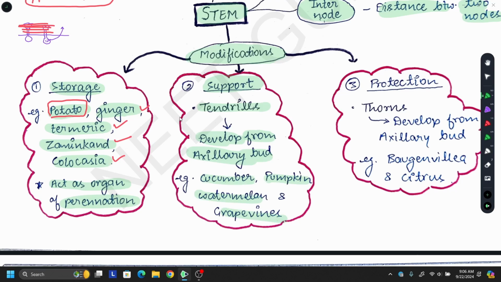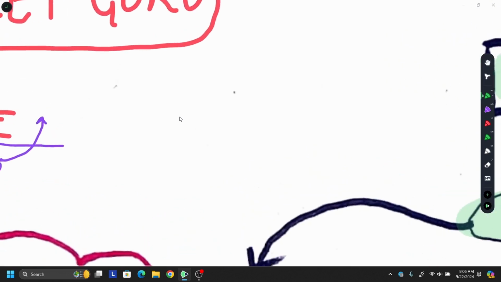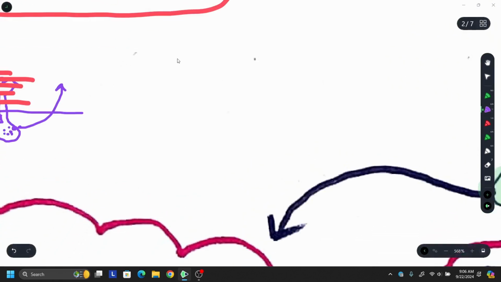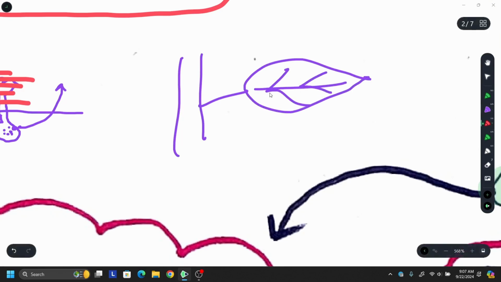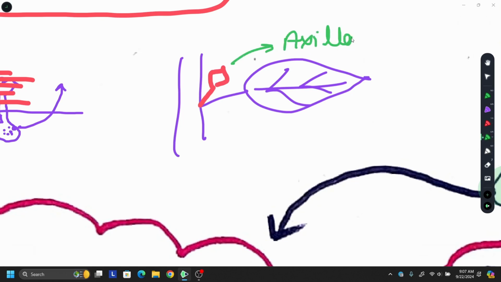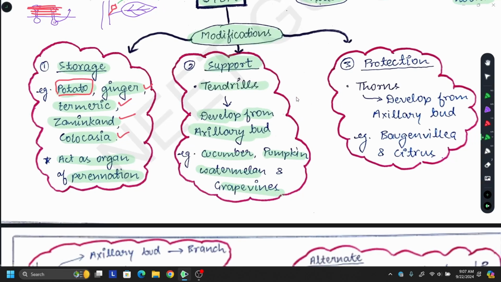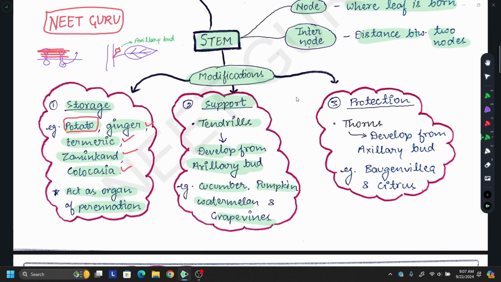Now, what is axillary bud? Because you will be confused here. Let's say this is a plant and this is a leaf here. In the corner of stem and leaf, a bud is formed. This bud is called axillary bud. So axillary bud is formed in the corner of the leaf and the stem. This is the axillary bud, and the tendrils are the modification of axillary bud.